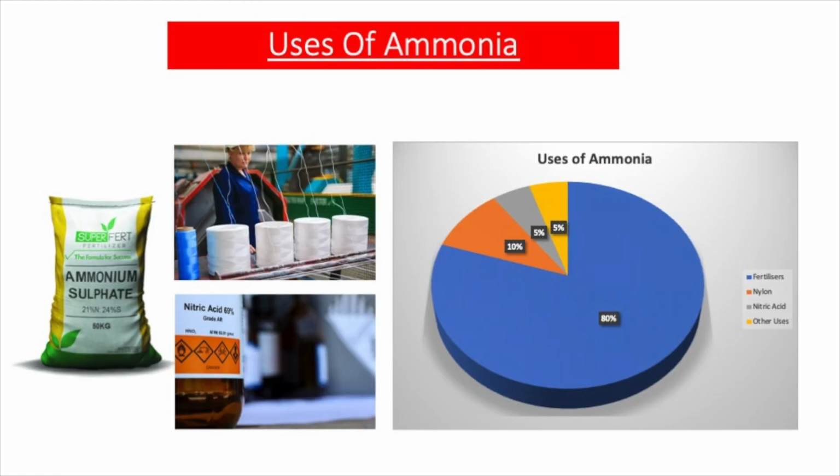Now as you can see from this slide, around about 80% of the ammonia produced worldwide is used in the manufacture of fertilizer. Other uses of ammonia include making nylon, and about 10% of the ammonia produced is used in the manufacture of nylon, whilst around 5% of the ammonia produced is used in the manufacture of nitric acid. Ammonia is also used in the manufacture of explosives, dyes and pesticides.